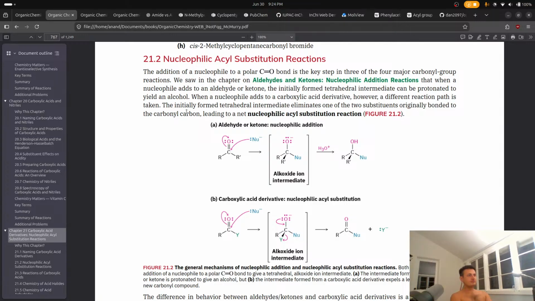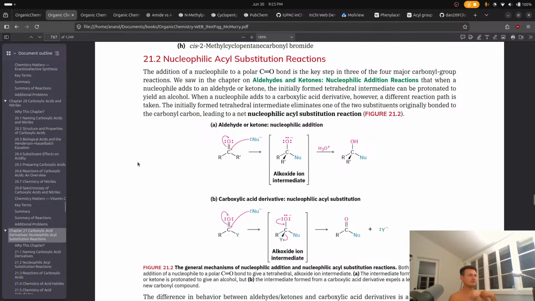When a nucleophile adds to a carboxylic acid derivative, a different reaction path is taken. The initially formed tetrahedral intermediate eliminates one of the 2 substituents originally bonded to the carbonyl carbon, leading to a net nucleophilic acyl substitution reaction.